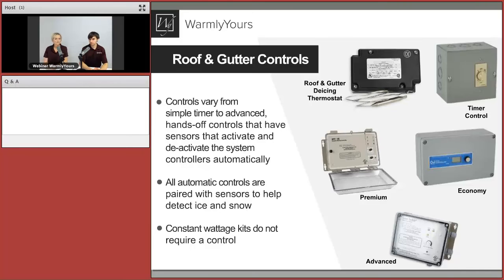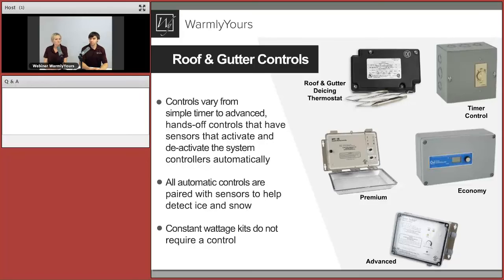And how many sensors does the economy have? With economy, you can connect up to 2 sensors, so you always have that flexibility if you want to monitor maybe 2 sides of the house for the most reliable control. Excellent. And then premium is next?